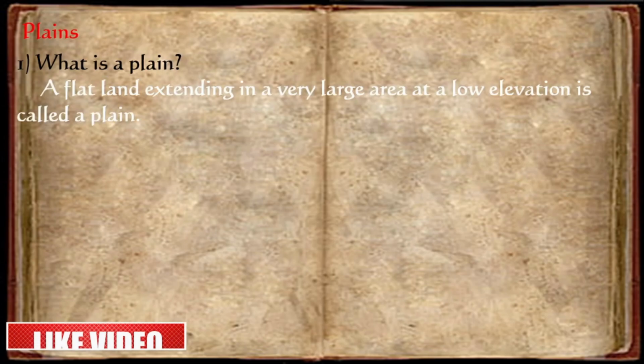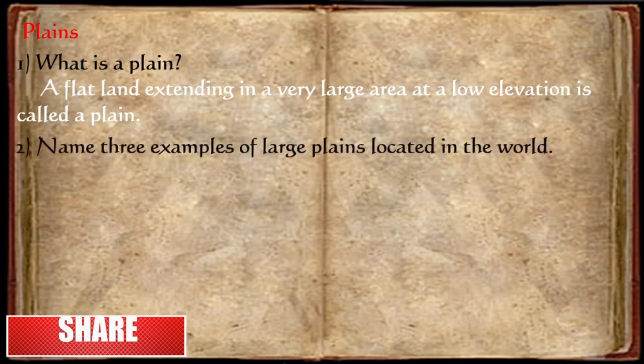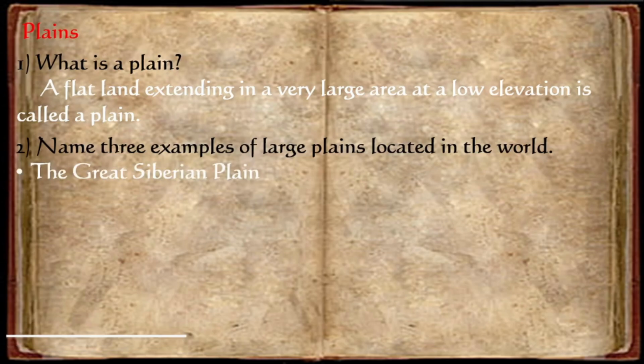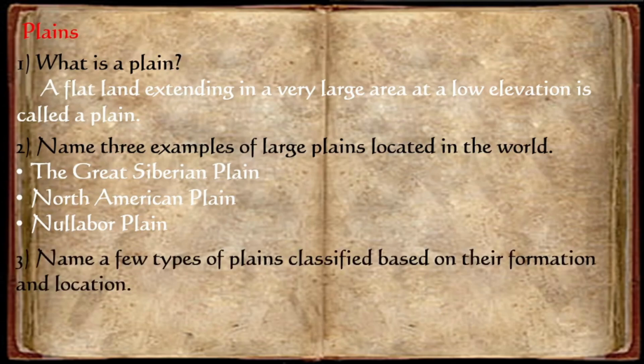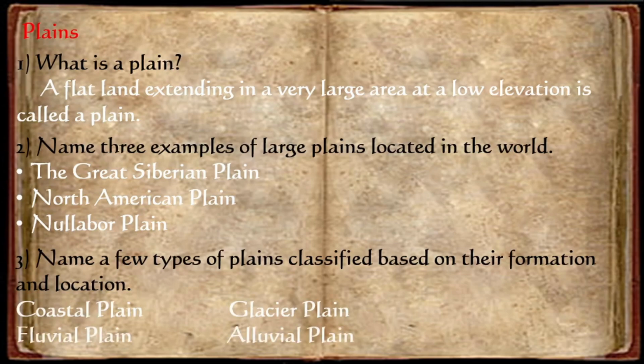Plains. What is a plain? A flat land extending in a very large area at a low elevation is called a plain. Name three examples of large plains located in the world: the Great Siberian Plain, North American Plain, Nullarbor Plain. Name a few types of plains, classified based on their formation and location: coastal plain, glacier plain, fluvial plain, alluvial plain.